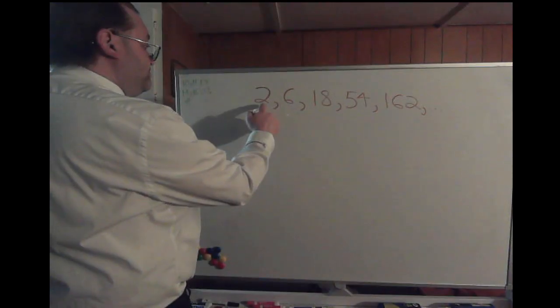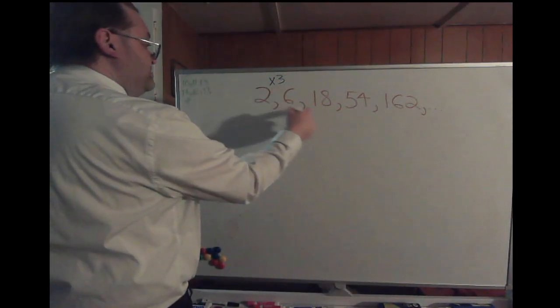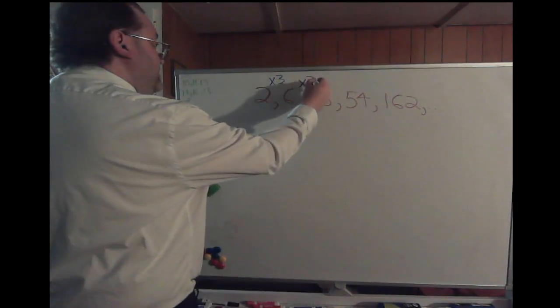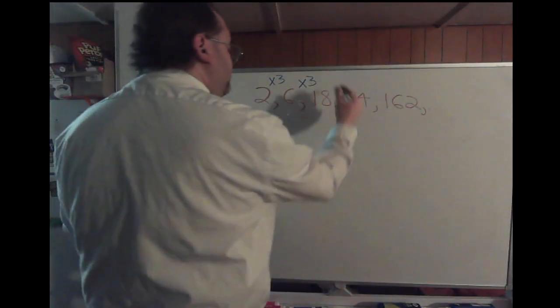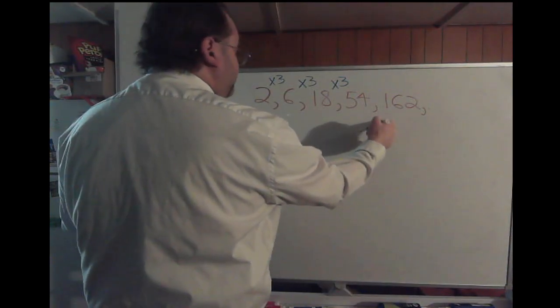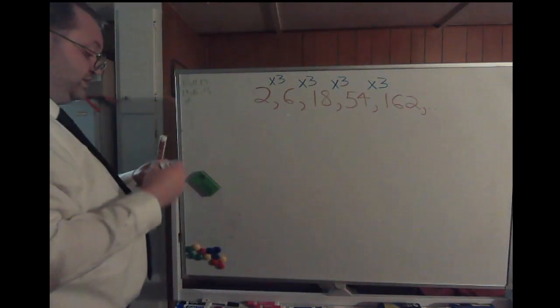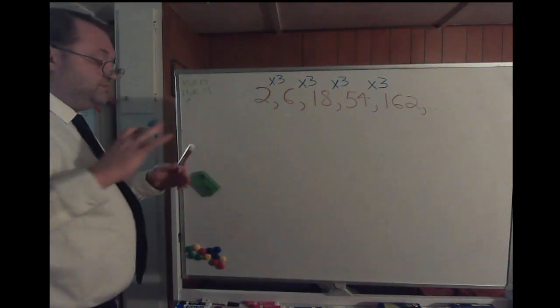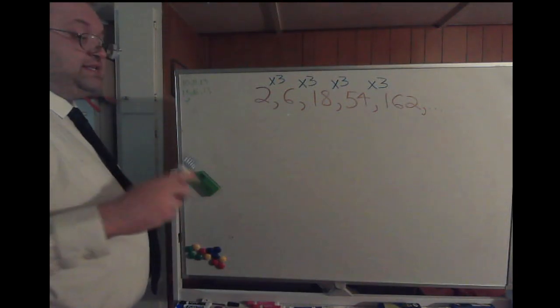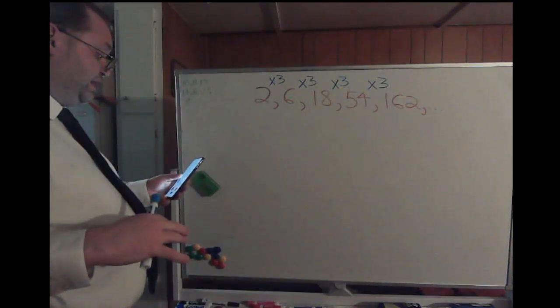Well, it looks like to get from 2 to 6, you can multiply by 3. To get from 6 to 18, you can multiply by another 3. To get from 18 to 54, you can multiply by another 3. To get from 54 to 162, you multiply yet again by another 3. So it looks to be that if we want to predict this pattern for the next 3 numbers, we're going to have to keep multiplying by 3.